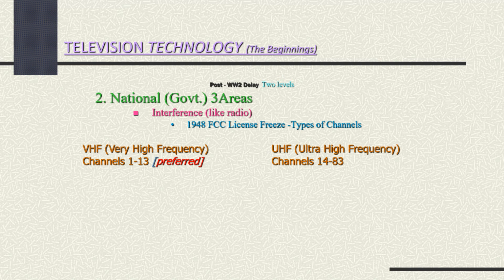of 14 through 83. If you've ever seen an old-time television, you would see that on the television set there were usually two dials. One that had the 1 through 13 VHF channels on it, and then another one that was really kind of a scroll that you didn't move one click at a time, rather you just kind of rolled it through. That was the UHF system.